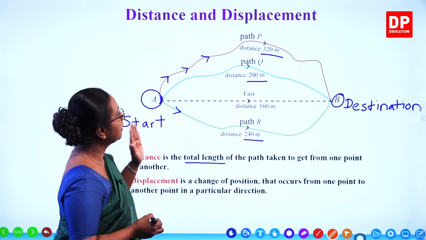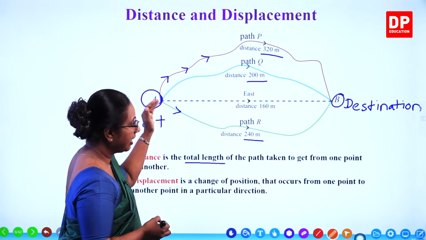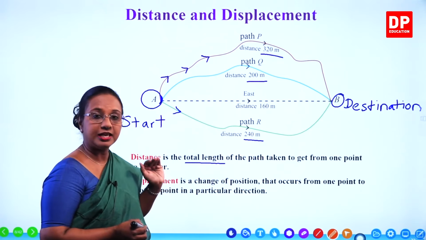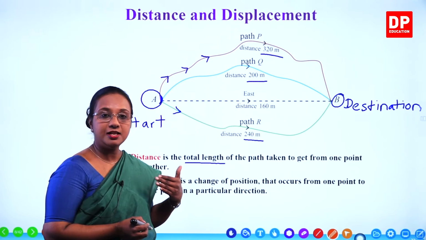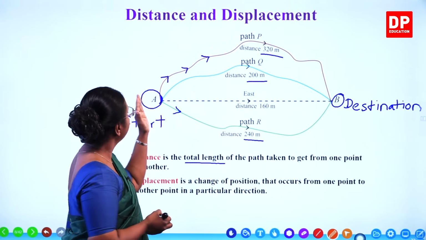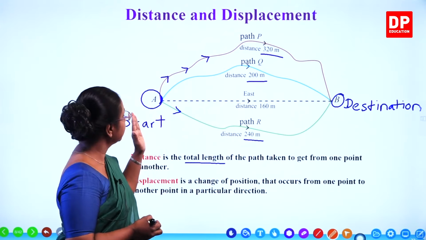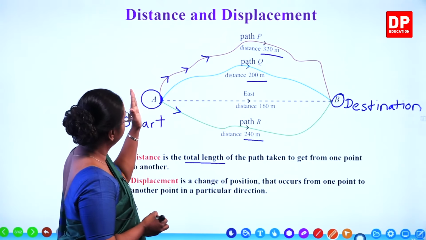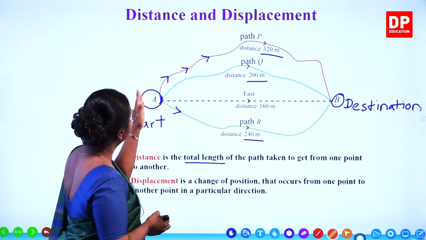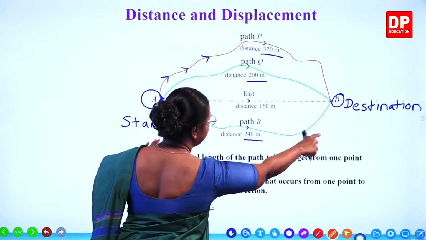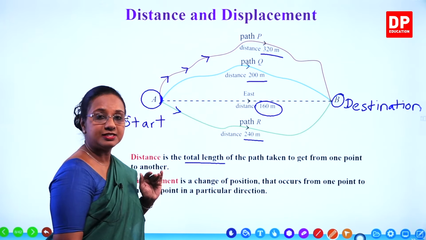But whatever the path the child takes, her initial position is A and the final destination is B. So always there is a change in the position of the child from A to B. So this takes place in a direction from A to B. And if we measure the length from point A to point B, it is different. It has a magnitude of 160 meters.